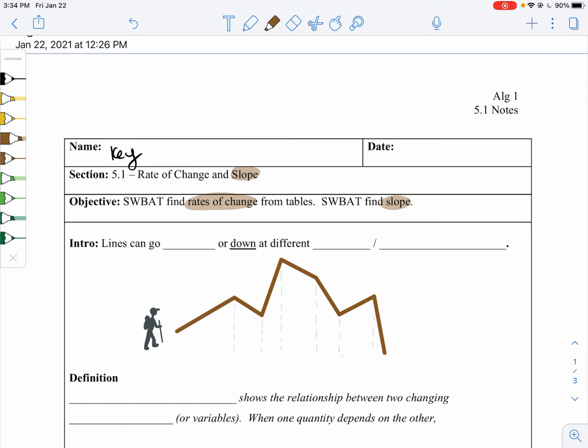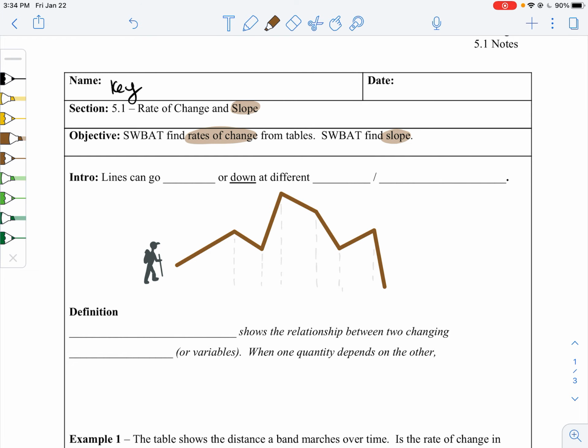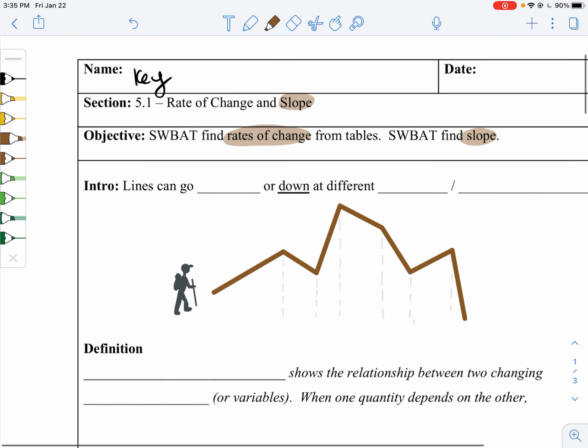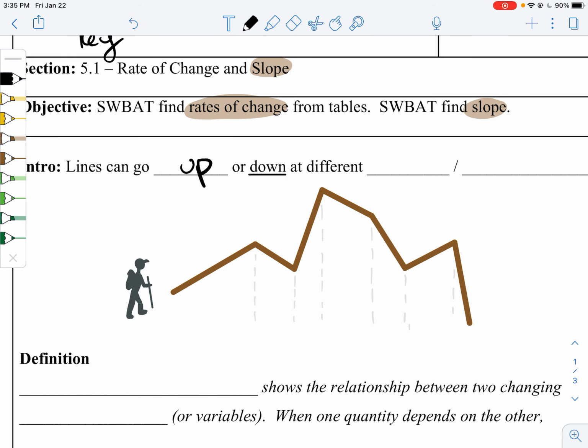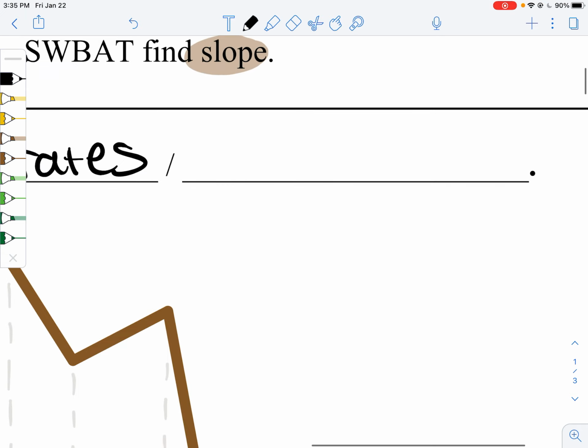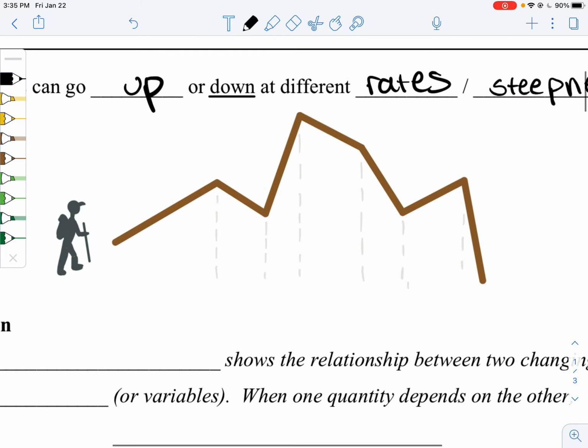So when we talk about slope, let's talk about lines. So you see lines here. We've got a bunch of different lines. Lines can go both up and down, and they go up and down at different rates, or more generally, steepness. And let me show you what I mean by that.